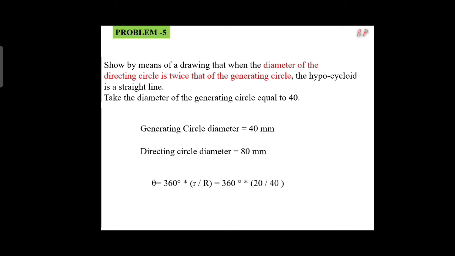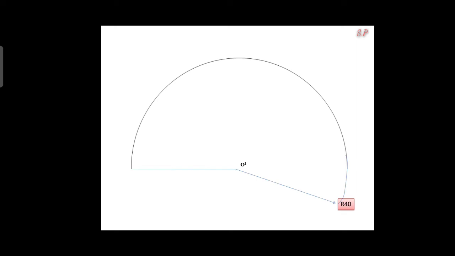And here you find the angle theta. You get theta equal to 180 degrees. Let me show how to draw the hypocycloid. First you locate the point O dash, that is the directing circle center point. From O dash you take 40 mm radius on your canvas and draw the circle. Then from O dash you draw any radial line. The line intersects the directing circle, and that contact point is P.